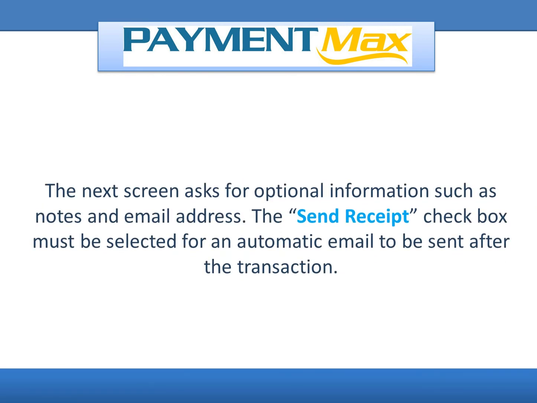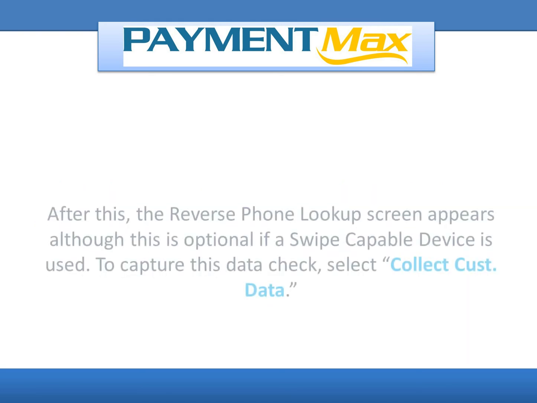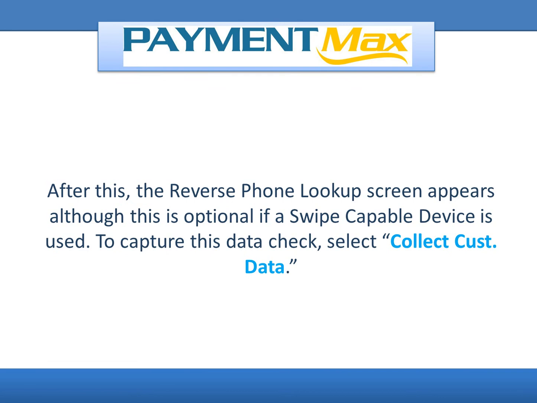The next screen asks for optional information such as notes and email address. The Send Receipt checkbox must be selected for an automatic email to be sent after the transaction. After this, the reverse phone lookup screen appears, although this is optional if a swipe-capable device is used. To capture this data check, select Collect Cust Data.